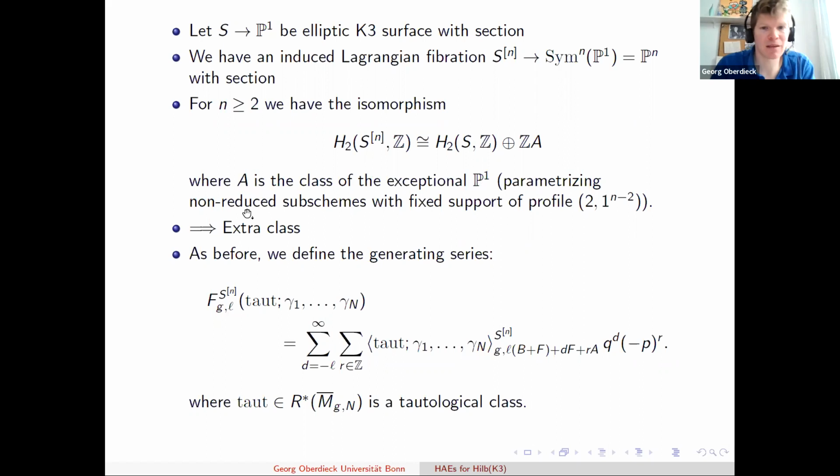So in particular, if you do the story that I did before, you have to deal with this extra class. If you define now this generating series, you have to keep track of it and insert a new variable that I call p here, which appears naturally. So we sum over curve classes, L times the class of the base, with a certain shift that I will not explain here, and then with some D and R, which is the fiber class, and then this A class.